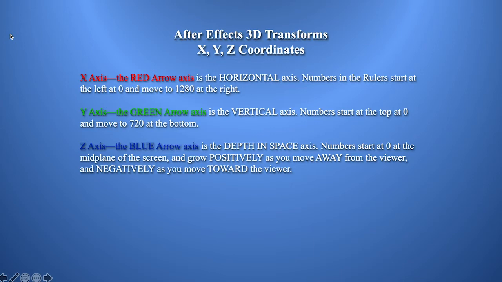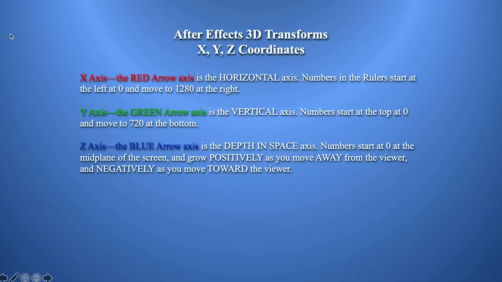So the x-axis, which is the red arrow axis, is the horizontal axis. Numbers in the ruler start at the left at 0 and move to 1280 at the right. The y-axis is the green arrow axis. It's the vertical axis. Numbers start at the top at 0 and move to 720 at the bottom.